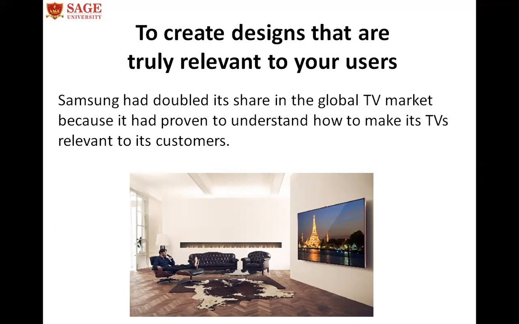So rather than show off their expensive TV with all its technological capabilities, they try to hide it away as much as possible. So, following this insight, Samsung changed its design strategy radically, moving the inbuilt speakers to make the TV slimmer and creating a subtler, minimalistic design that would fit more seamlessly into people's living rooms. So by 2007, Samsung had doubled its share in the global TV market because it had proven to understand how to make its TVs relevant to its customers.